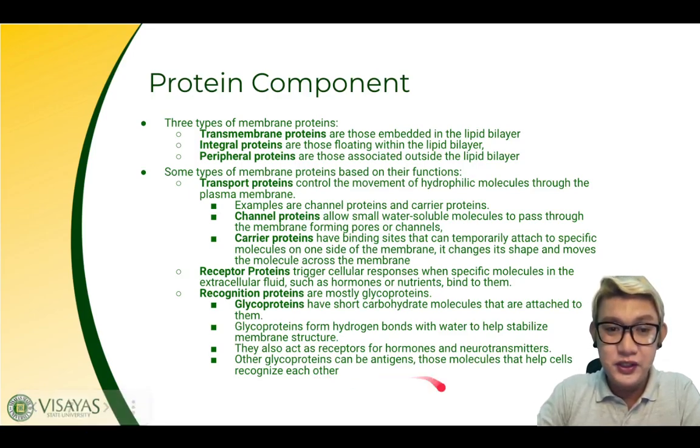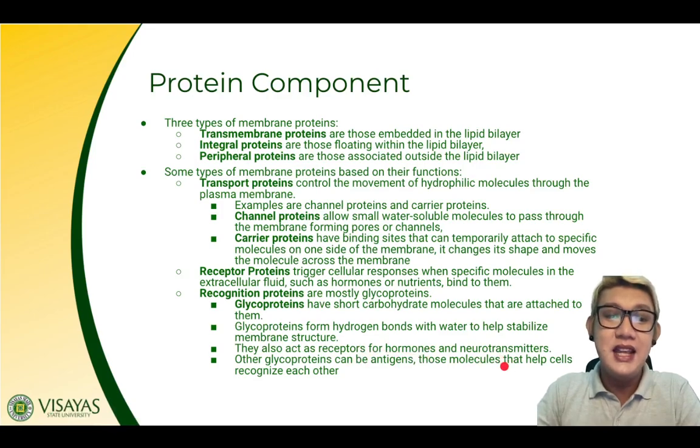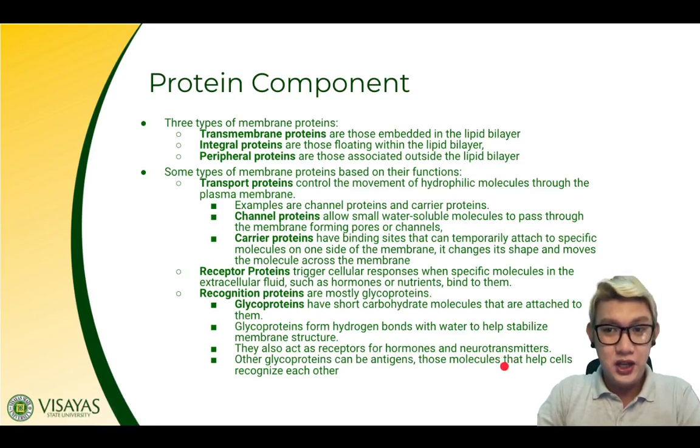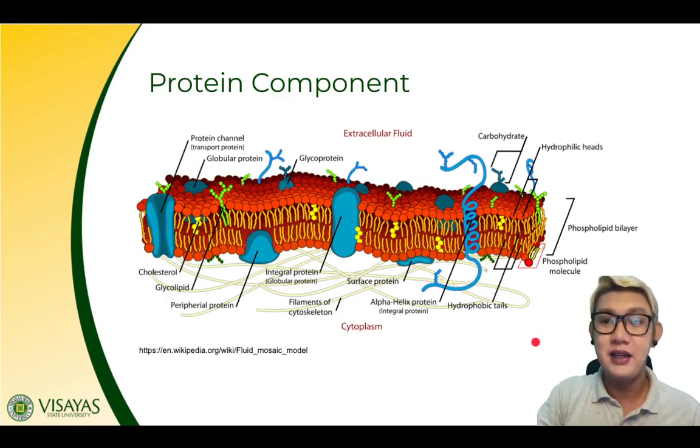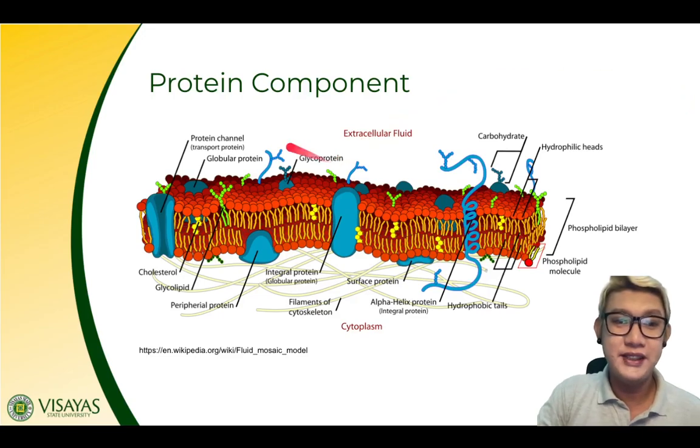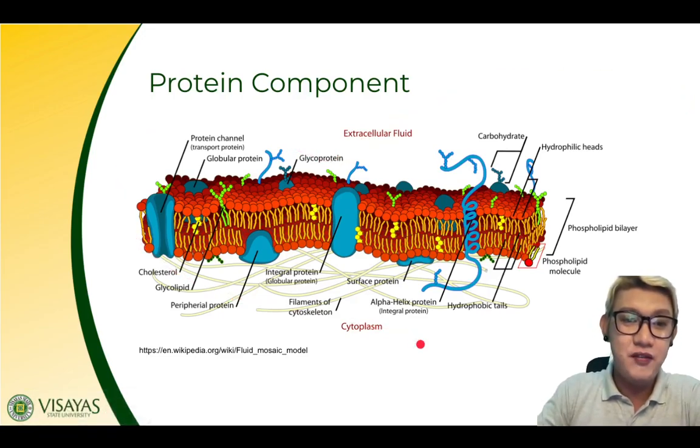Antigens are those molecules that help cells recognize each other and are the ones that elicit an immune response. So if we look back at this fluid mosaic model of the cell membrane, we could identify these different types of proteins. So you have here the integral protein. It is integrated, it is floating within the lipid layer.